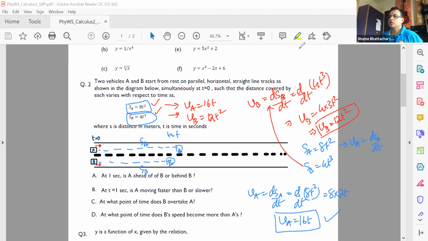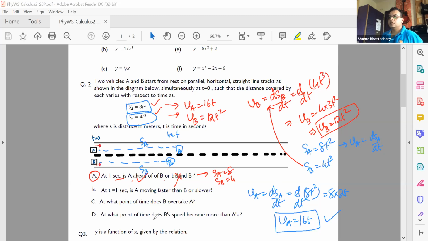Yes, sir. Okay, now see, everything that you need to answer in the question will come from substitution here. For example, the first part is just direct substitution. At 1 second, you have to find out whether A is ahead of B or behind B. If something is ahead, its distance will be more. If something is behind, its distance will be less. So just substitute t equal to 1 second. At 1 second, A's distance is how much? 8. Whereas B's distance is how much? 4. So that means A is ahead, it's not behind. Got it now?